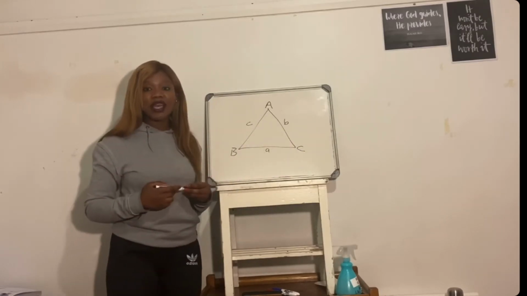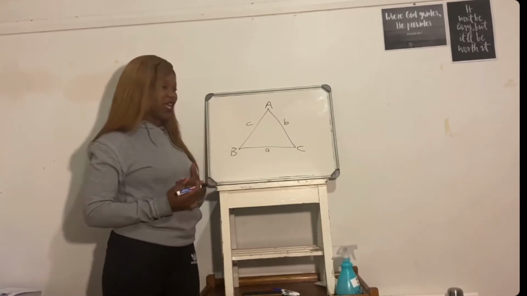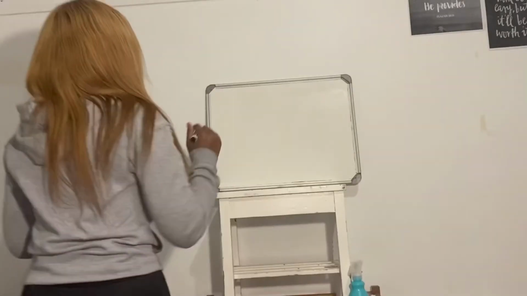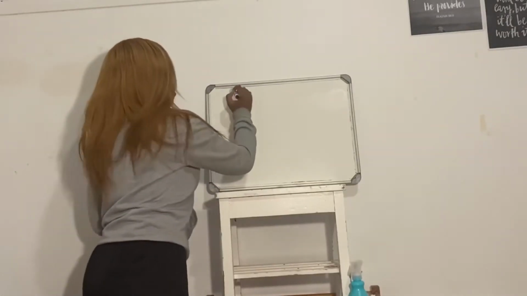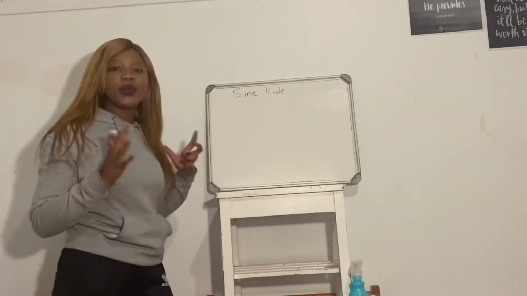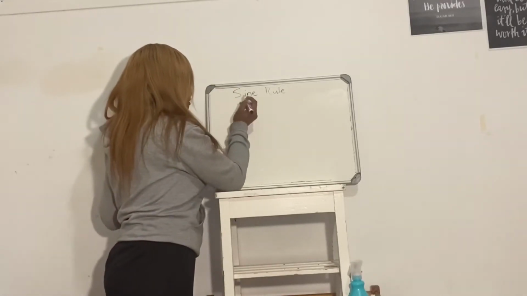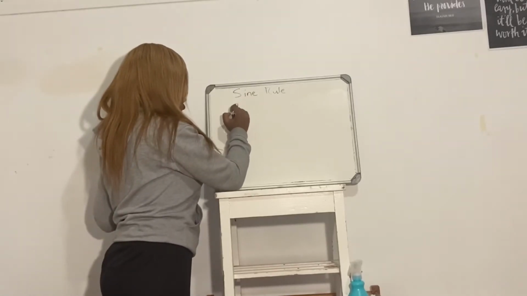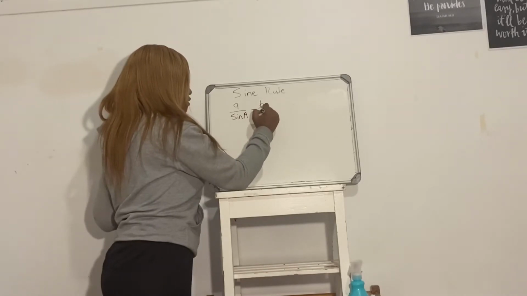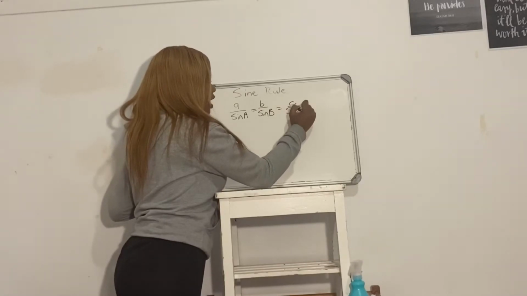So dealing with the sine, cosine, and area rules is very important. It doesn't necessarily have to be A, B. It can be other alphabets, but it's still the same concepts working. So we're going to start off with the sine rule. I know you've done this, but we need a recap of it. The sine rule says that a over sine angle A is equal to b over sine angle B, which is equal to c over sine angle C.